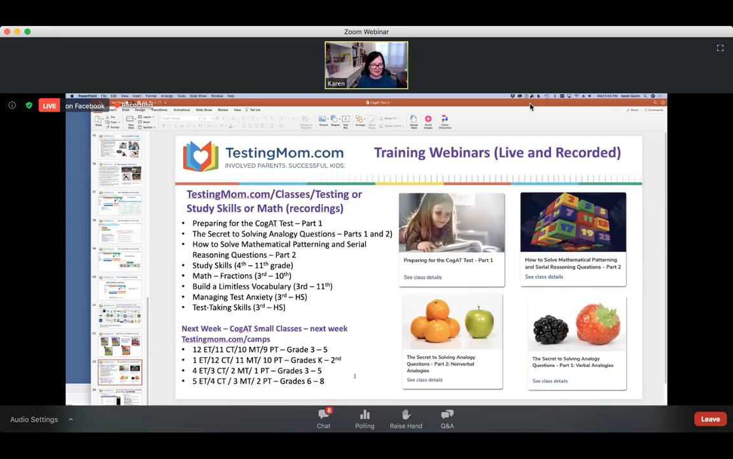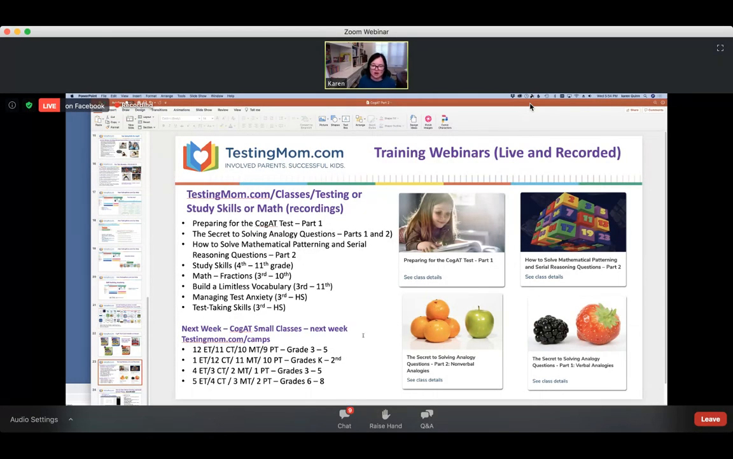And the other two things I want to point out: I gave you a list here of all of the different classes that I've mentioned earlier that you can go to get more information about the CogAT test and about the math questions, the patterning questions, serial reasoning, analogies. These are all trainings on different types of questions if your child needs it. And test anxiety, we have a lot here, so just go there and you can check those out.